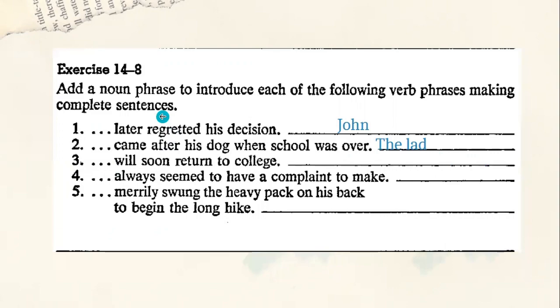In this exercise, we need to reverse the process. We're given the verb phrases and we need to write the noun phrases for each one of these. For example, John later regretted his decision. John is a noun phrase. The lad, which is also a noun phrase, came after his dog when school was over.